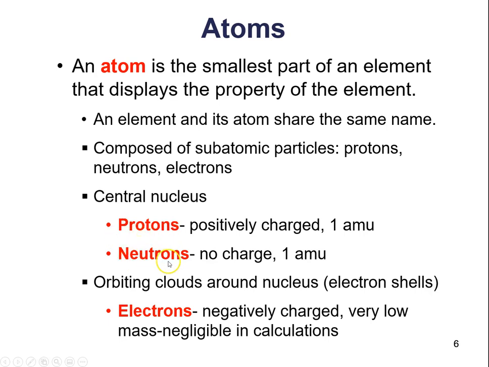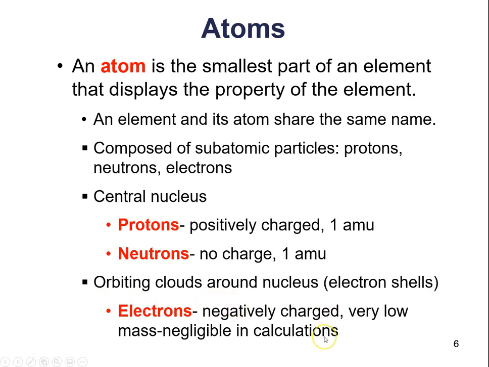protons and neutrons. Okay, protons are positively charged, so P positive, protons are positively charged. This is just giving you an example of the weight, about 1 atomic mass unit. Let's pay attention to the charge here. Neutrons, no charge. Neutron, neutral, no charge, okay? Then around that central nucleus, you have orbiting clouds called electron shells, okay? So the electrons live in those orbiting clouds around the nucleus. They are not part of the central nucleus.